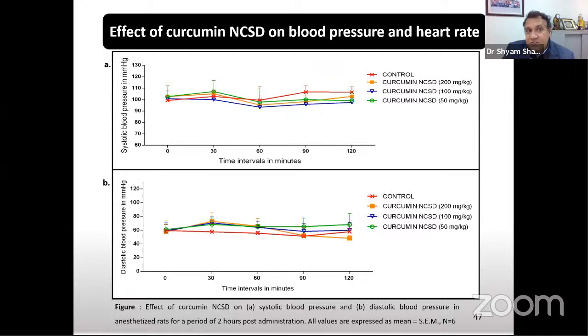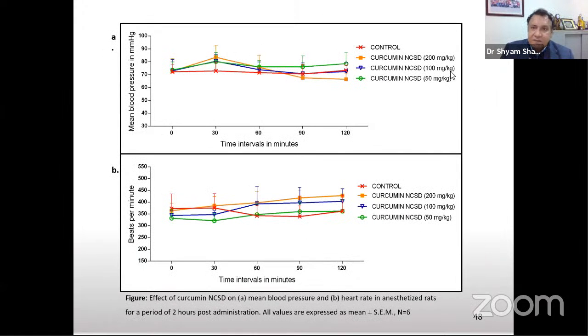Curcumin, which I mentioned, the curcumin nanocrystalline solid dispersion formulation, was assessed for blood pressure and the heart rate, like systolic blood pressure and the diastolic blood pressure. You can see various doses of 50, 100, and 200 mg per kg were investigated, and we did not observe any effect. Mean arterial pressure, you can see again 50, 100, and 200, at different time intervals. After the administration, we checked up to what time. So we observed for 2 hours, there was no change.